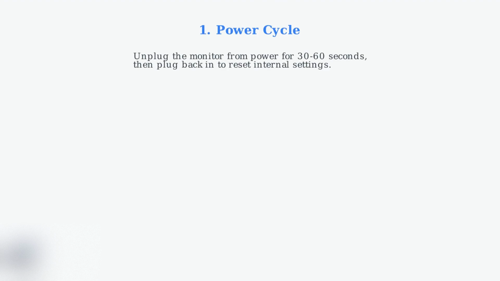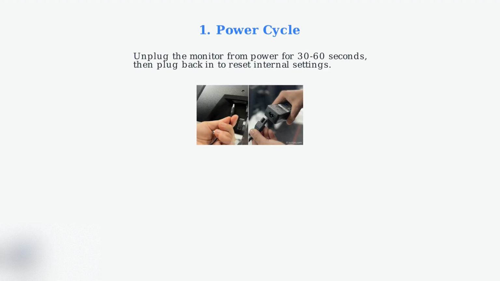Start with a power cycle. Unplug the monitor from the power outlet for 30 to 60 seconds, then plug it back in. This resets the monitor's internal settings and can often resolve the loop issue.